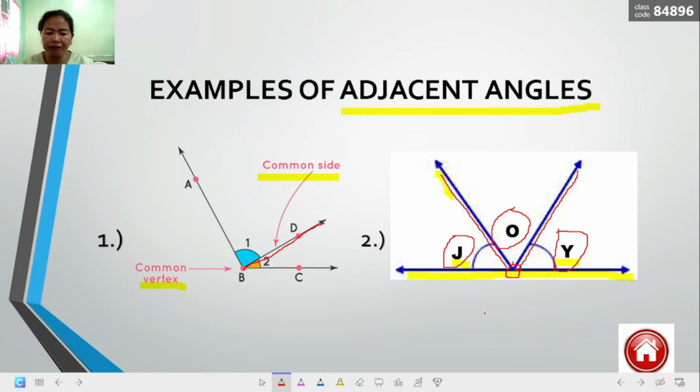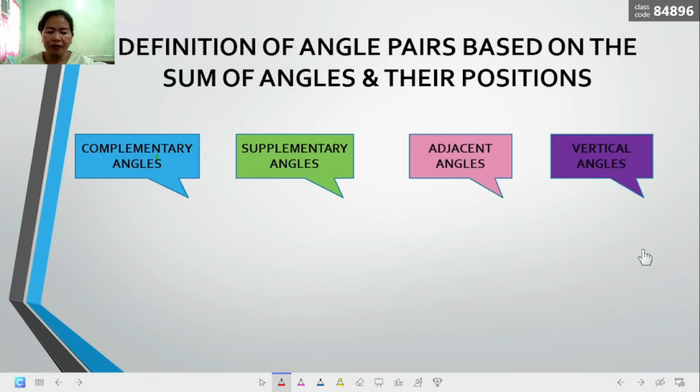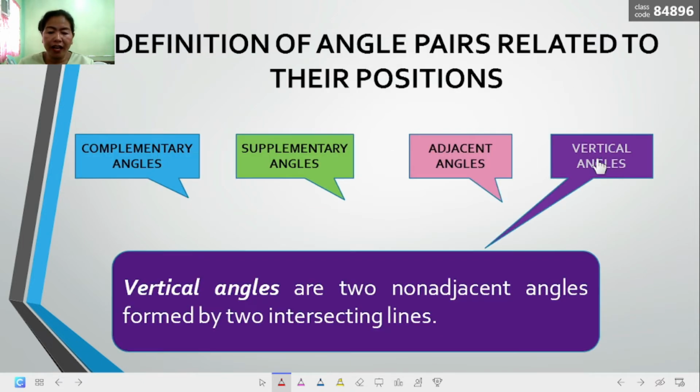Then let's proceed. Vertical angles. Vertical angles are two non-adjacent angles. So just recently, we were talking about adjacent angles, wherein these angles share a common vertex and share a common side. So vertical angles are two non-adjacent angles, meaning they are not next to each other and do not follow each other, formed by two intersecting lines. So let us see examples of vertical angles.